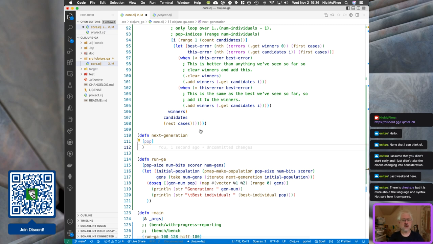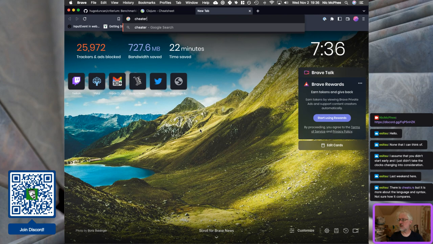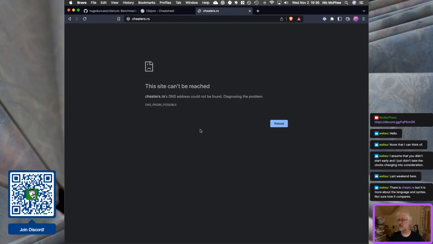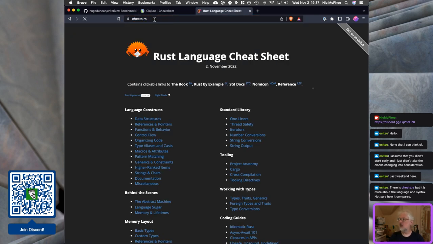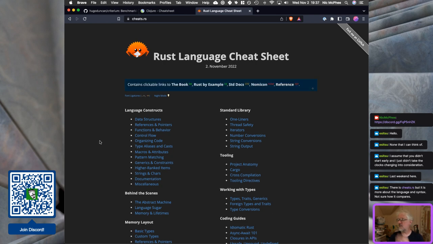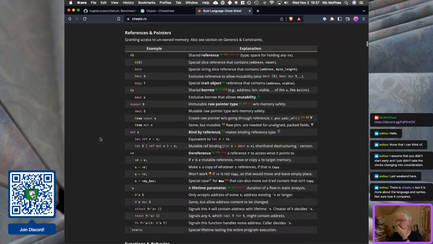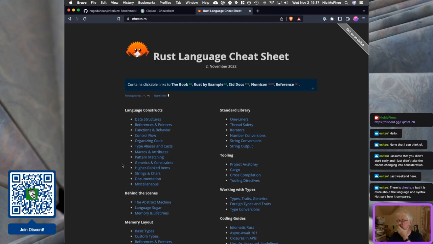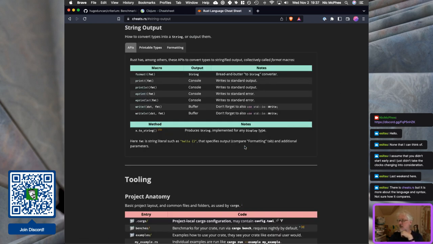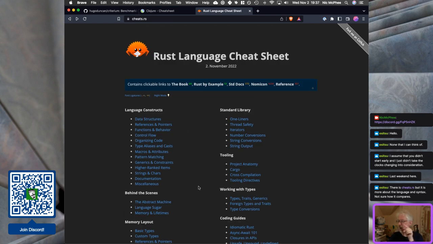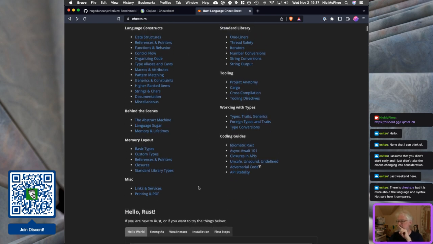Let me have a look at cheaters. Cheaters.rs. Oh, cheats.rs, duh. Helps if I read. So I feel like I've seen this one. This is really long, isn't it? Yeah. So these things are sort of links down below. So I have seen this one. I thought it looked useful, but then I never came back to it.